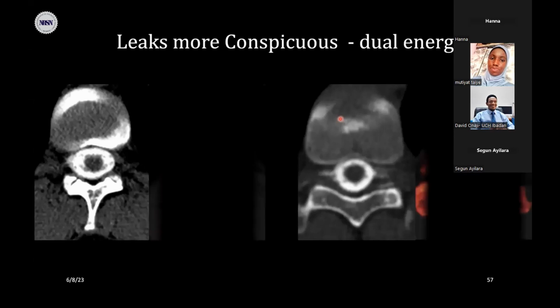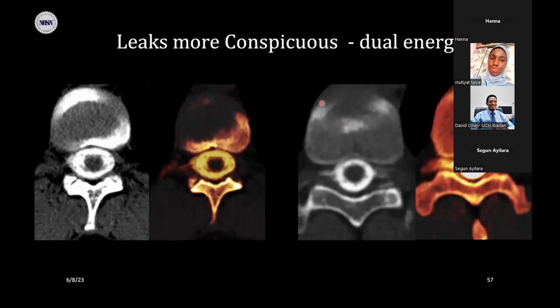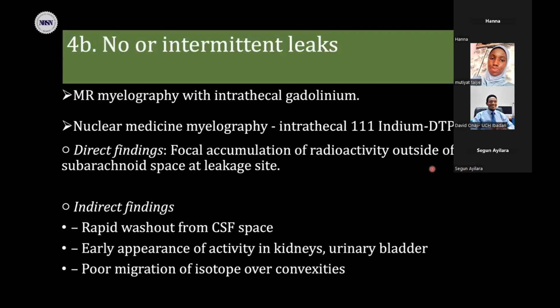They also employ dual energy to make this iodinated contrast more visible. And so we are able to tell where the leaks are coming from. So you just see this CT where the contrast leak is not so pronounced, but on the dual energy, it's so evident that there's a leakage of contrast at this level.